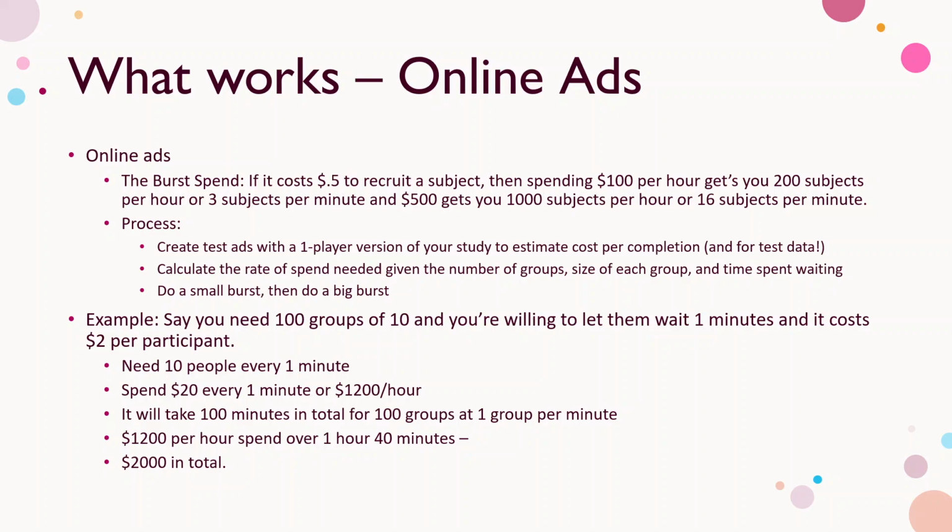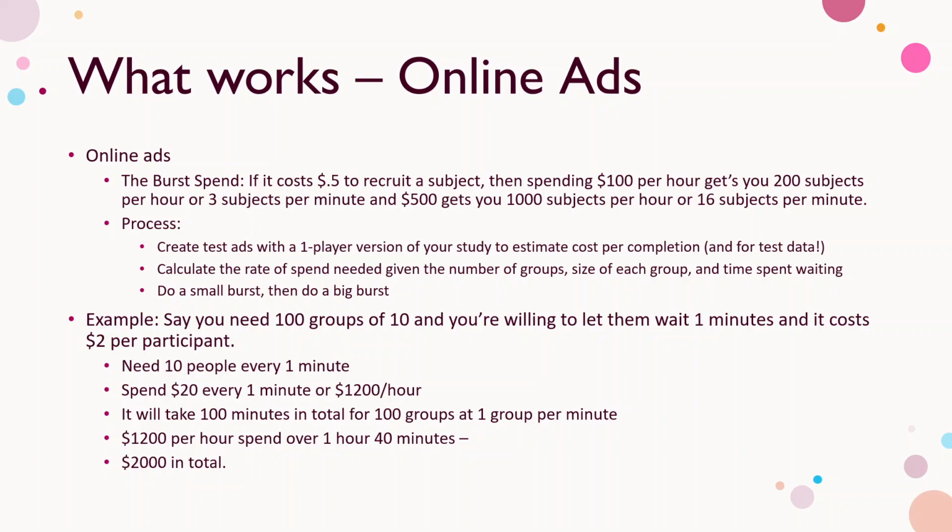How does this work? How do you actually use the burst spend? The first thing you're going to do is you're going to create test ads with a one-player version of your study. And you're going to run those ads to see how much it costs to get people to actually complete that study. And it's also good for test data. Again, this is one of the reasons why you would want a one-player version of your study. You calculate how much it costs, and then you do the math. How many groups do you need? What's the size of each group, and how much time do you want them to spend waiting in the waiting room? And so you fill in the calculation there.